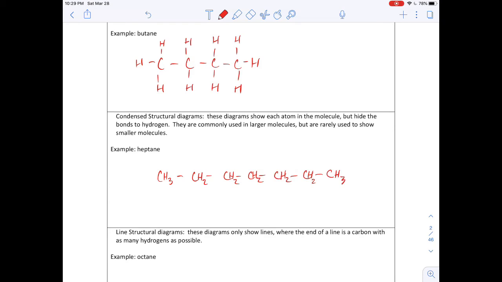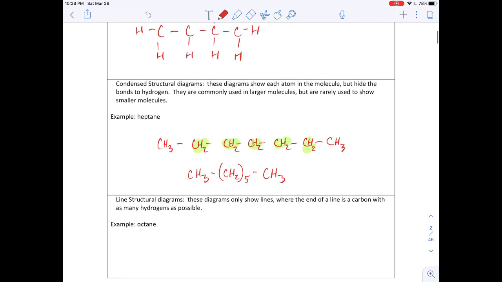You can actually condense this even more. Sometimes you'll see something like CH3, and then if we look in here, you get 1, 2, 3, 4, 5 CH2s grouped together. So you get CH3, CH2 in brackets with 5, CH3. It's possible to condense it more, but the condensed structural diagram is basically just trying to save some space and make things more tidy.